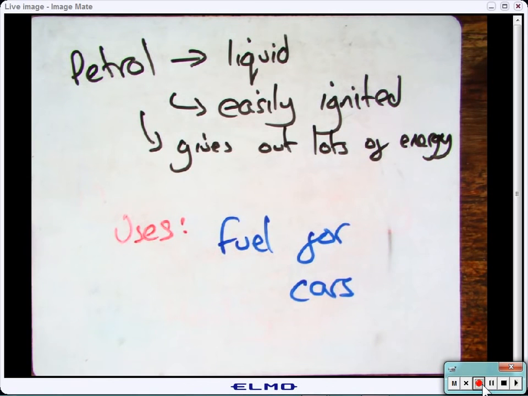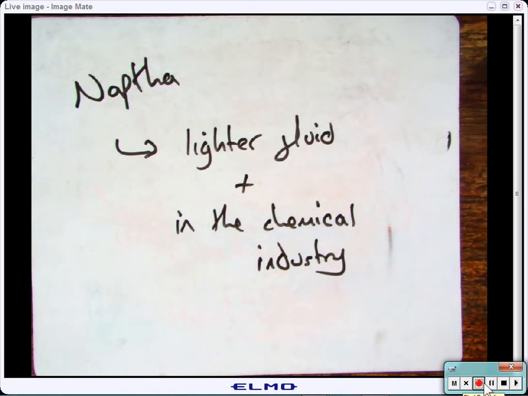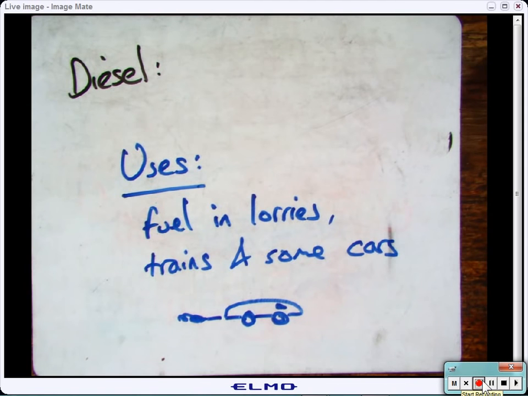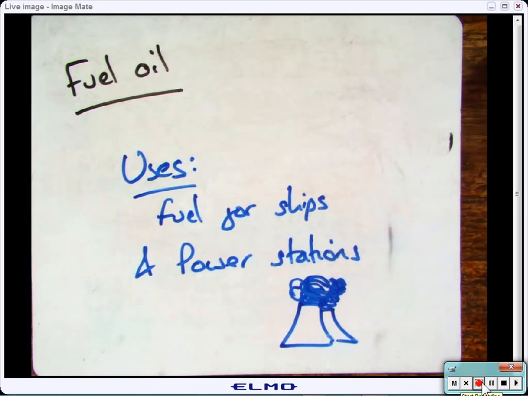Naphtha, as I said, you don't really need to know, but if you did want to, it's a lighter fluid and it's used in the chemical industry to make other chemicals. So kerosene, it's got a slightly longer chain length but still gives out a lot of energy, therefore it's used as a jet fuel, so fuel in aeroplanes. Diesel is used as a fuel in lorries, trains and some cars, but obviously not all of them, most of them are petrol. Fuel oil is used for a fuel in ships and power stations.